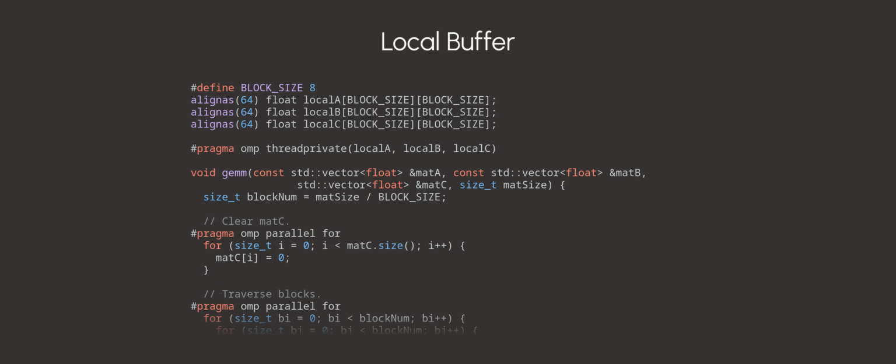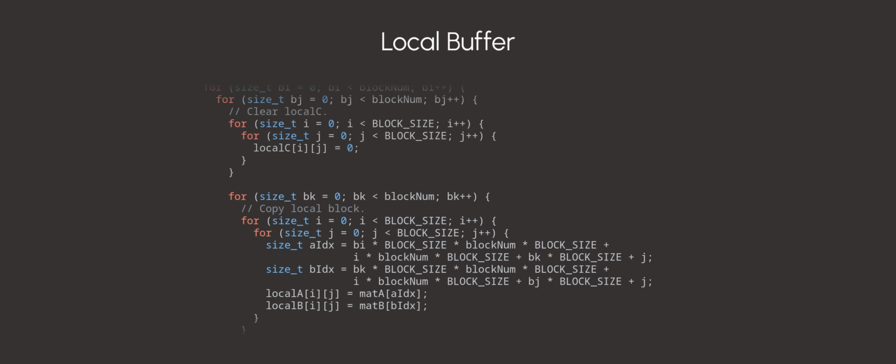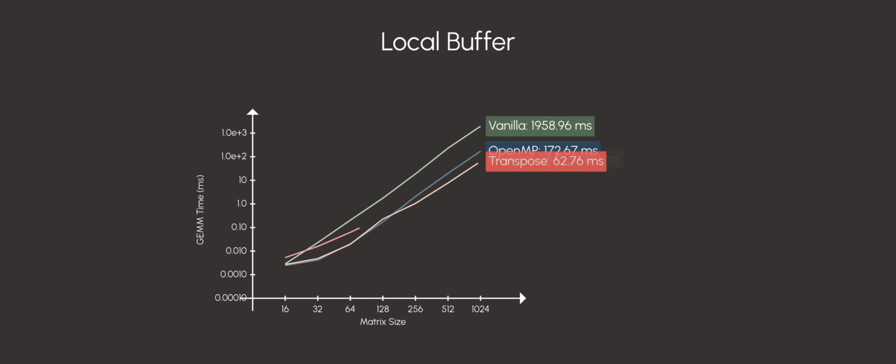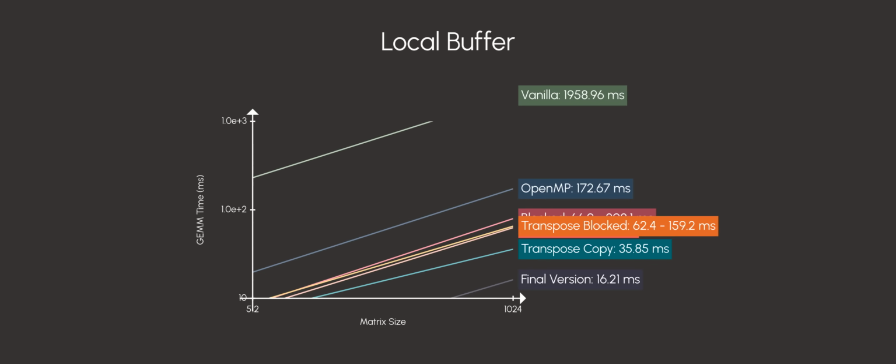There are also some minor details you can fine-tune in your GEMM implementation. For example, we can clear local C less frequently by moving the clearing step one loop outward. All these efforts led to a substantial performance improvement, reducing the time needed to process 1K square matrices from 1900 milliseconds to just around 16 milliseconds. That's an impressive improvement, I have to say, especially considering there's no fancy GPU acceleration.